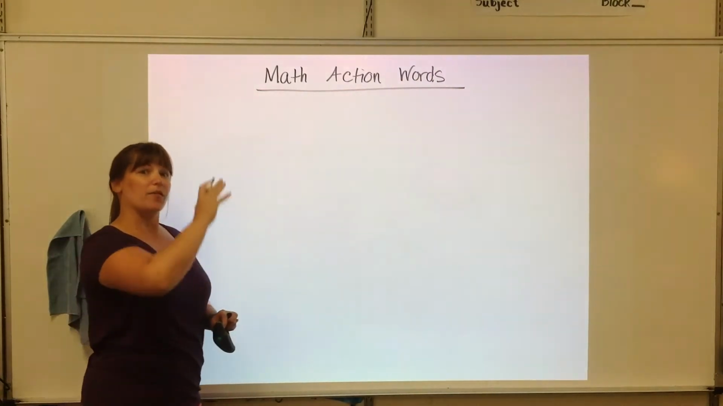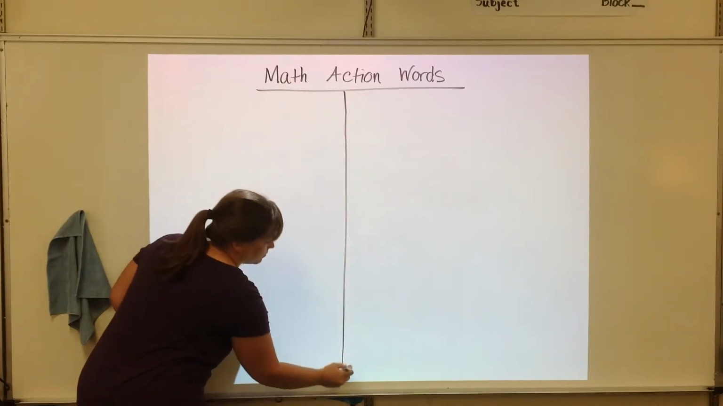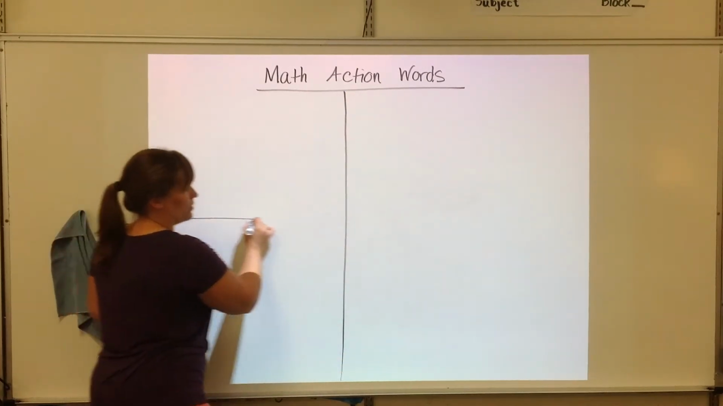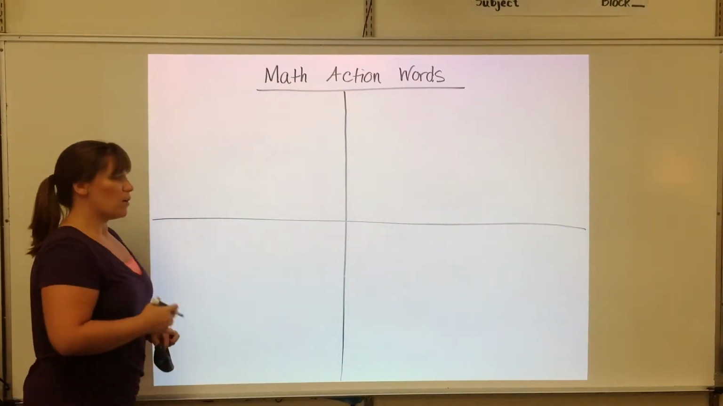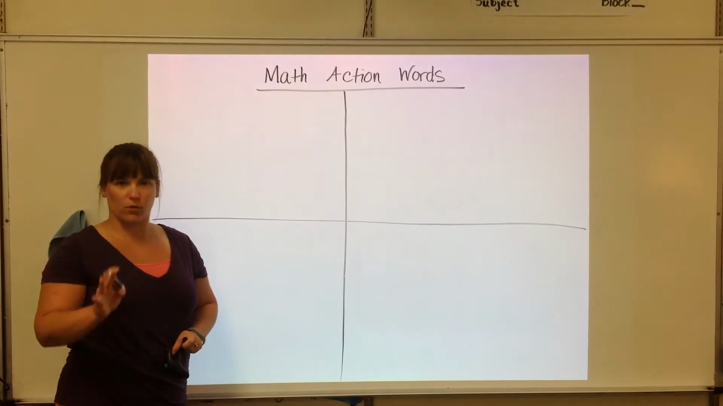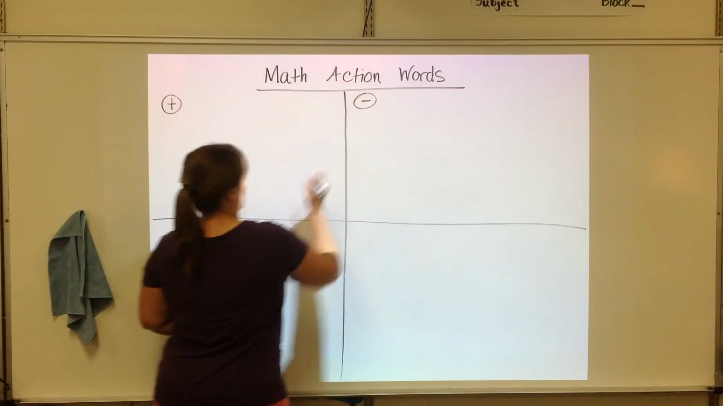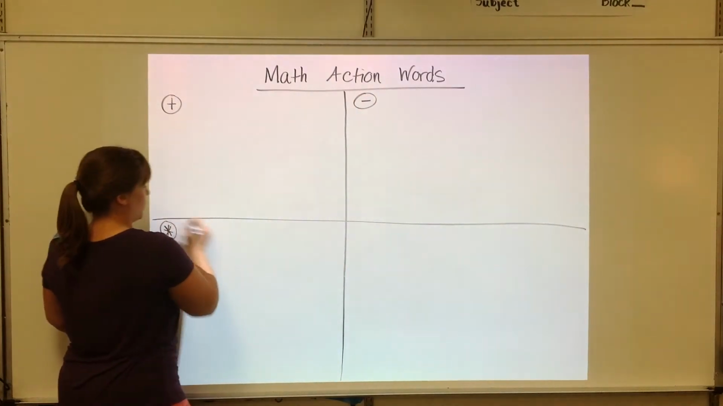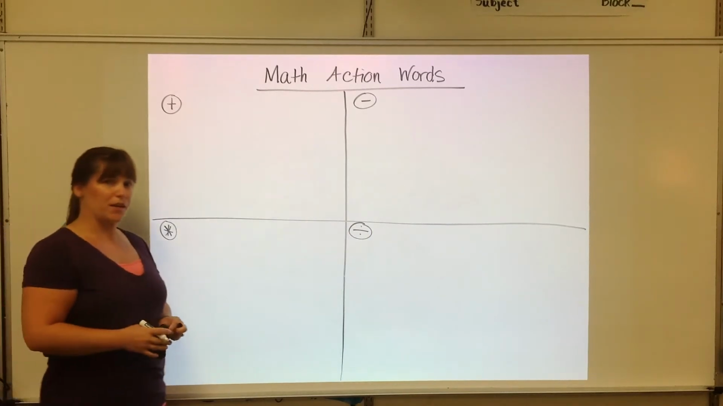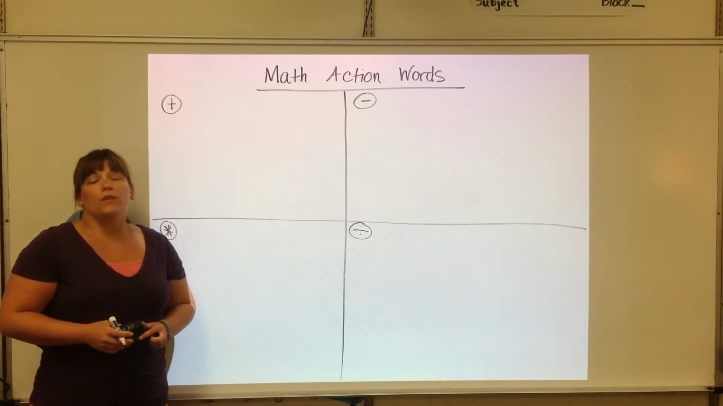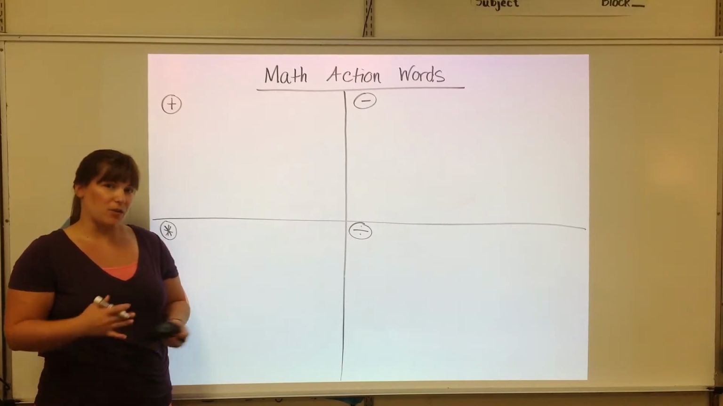Once you have the title on there, then do that T down the middle, and then split the piece of paper up into 4 different sections. Those 4 sections are going to represent the 4 operations. So we're going to have the addition, subtraction, multiplication, and division. So yesterday in class, we saw some word problems with some keywords that meant add or subtract.